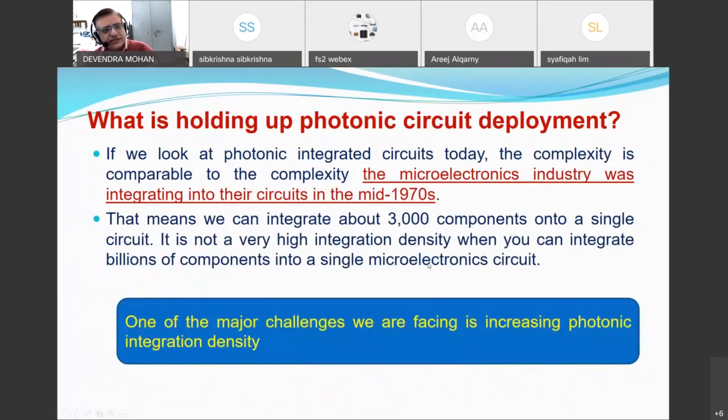So next question is, what is holding up photonic deployment? If we look at photonic integrated circuits today, the complexity is comparable to the complexity the microelectronics industry was facing in the mid-1970s. So similar types of complexities, this technology, which is likely to come up in the years to come, that is photonic integration circuits, similar complexities we are facing. So that means we can integrate about 3,000 components onto a single circuit. So it is not a very high integration density when you can integrate billions of components into a single microelectronic circuit. So one of the major challenges we are facing is increasing the photonic integration density.